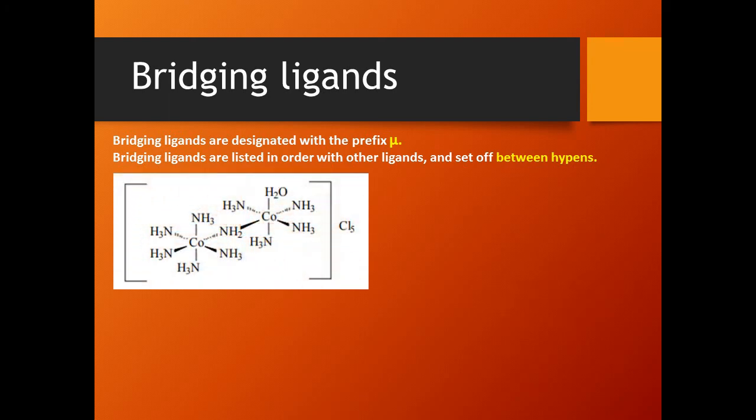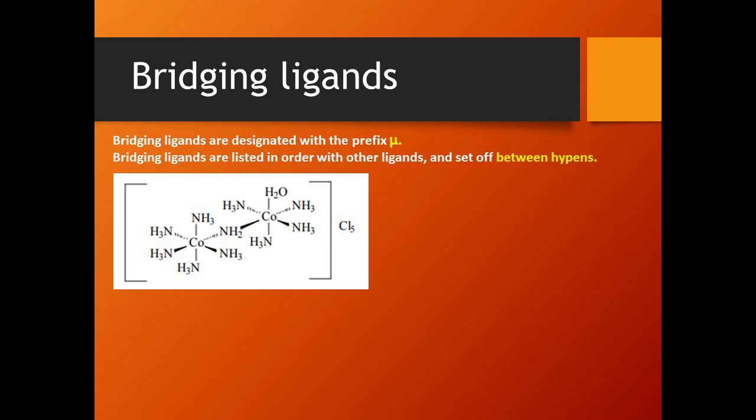Here is an example. You have 2 cobalt metals in a single coordination compound. The first cobalt carries 5 ammonia, and the second cobalt carries 4 ammonia and 1 water molecule, so this molecule is not symmetrical. And outside the coordination sphere, that is outside the square bracket, you have 5 Cl. Therefore this is a charged complex.